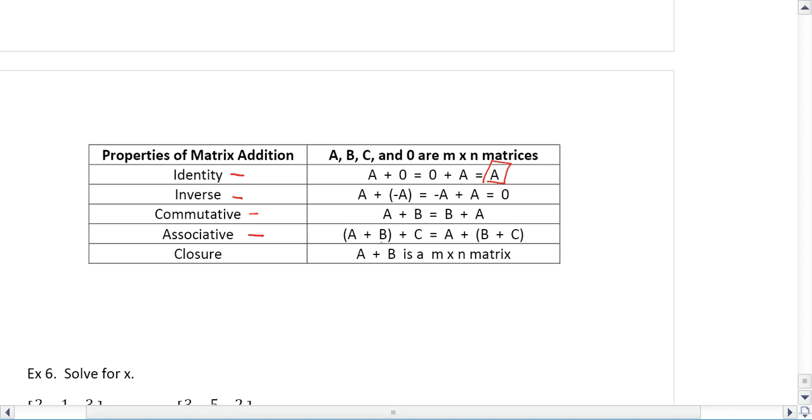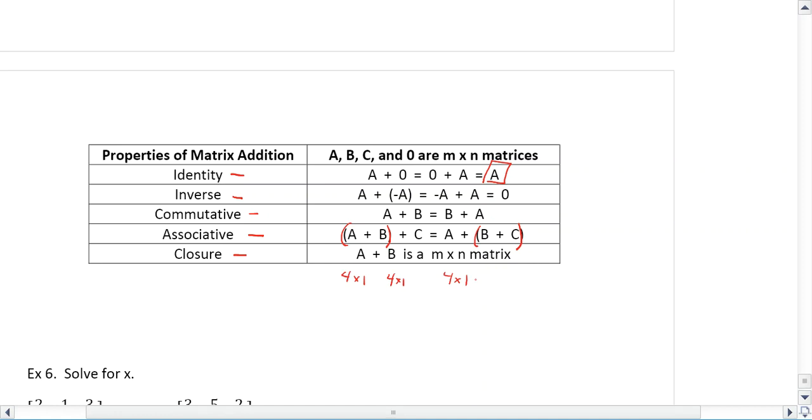Matrix addition is associative. It does not matter if you group these two together and add them first, or group these two together and add them first. Closure: if you add two matrices, and if this one is a 4 by 1, and you add it to another 4 by 1, your answer is going to be a 4 by 1, so that it is closure in that sense.